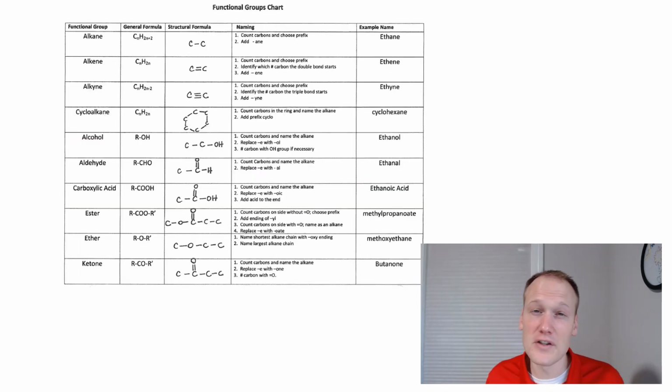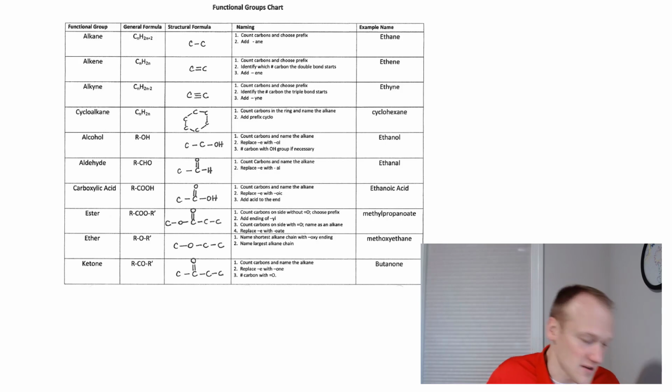All right, now let's take a look at your functional group reference sheet. If you look in your packet, you should see something like this. At this point in time, we've gone through all different types of organic molecules, alkanes, alkenes, alkynes, and the different functional groups we can attach to them.